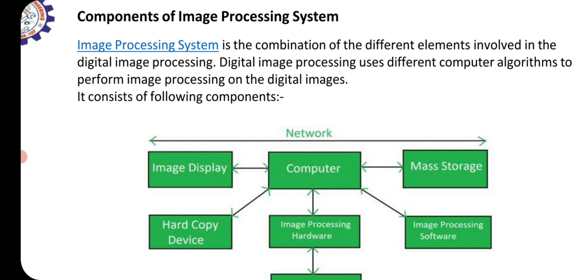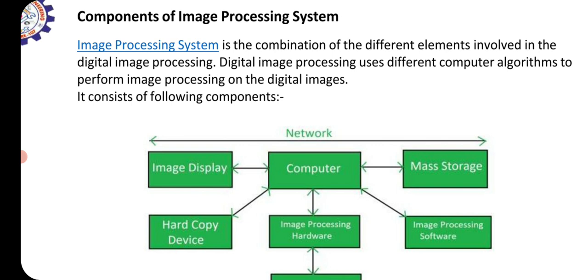In digital image processing, storage is the main affecting criterion, because the digital image requires more storage space, so that is why compression is used.